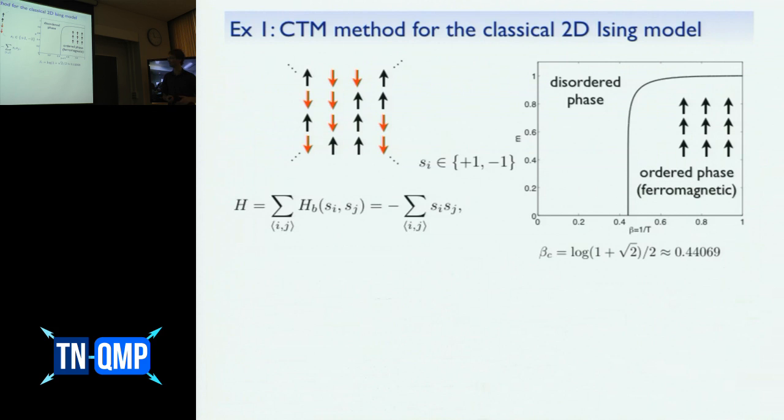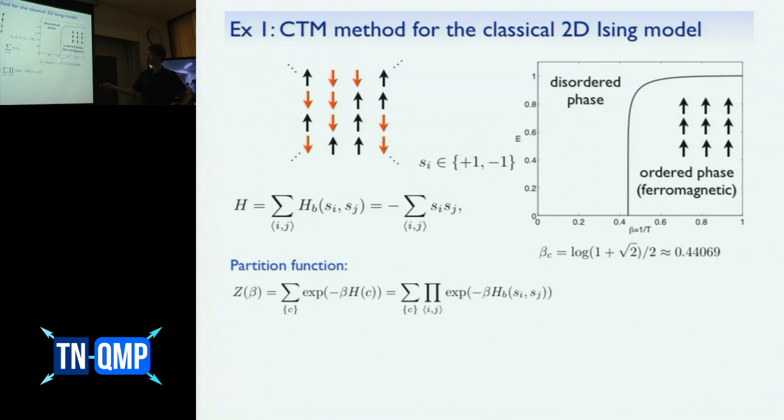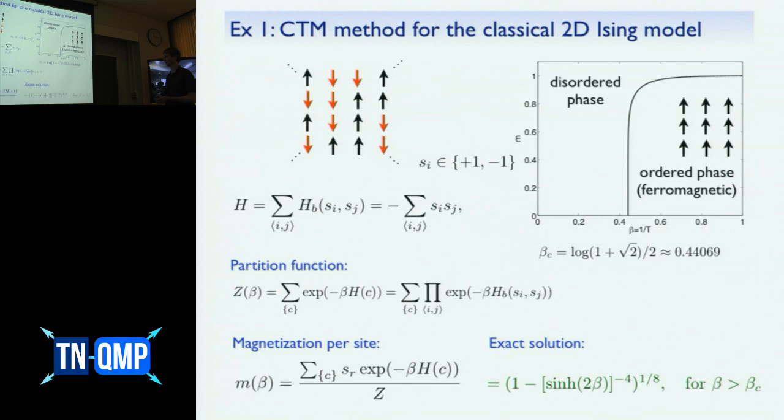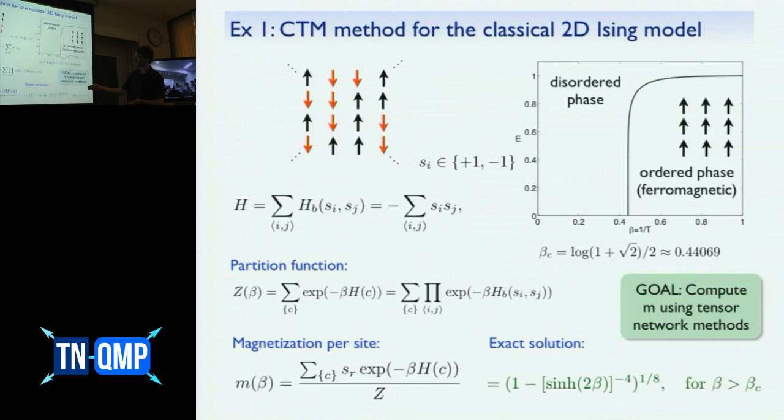We can write down the partition function, given by the sum over all spin configurations of the Boltzmann weight. Now we can introduce the sum in the exponential, and then take out the sum as a product, right? Here everything is commuting, so this is exact. So we can write the partition function as a sum over all spin configurations of the product of these local weights, and in the end, we will see that we can represent this as a tensor network. The magnetization can be computed by measuring the spin at some reference site R and weighing it with the Boltzmann weight divided by the partition function. A nice thing about this example is that we can always compare with the exact result. So the goal is to compute the magnetization using tensor network methods.